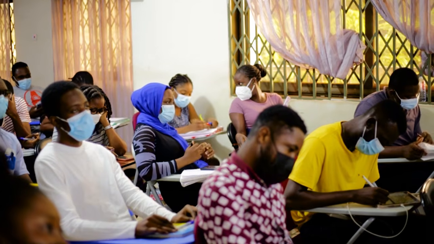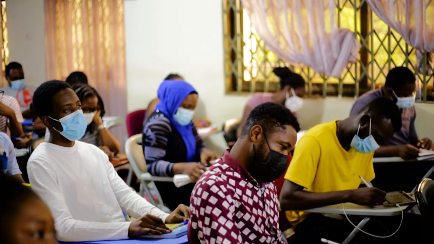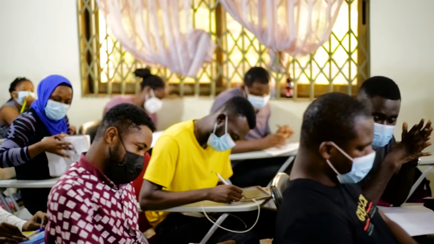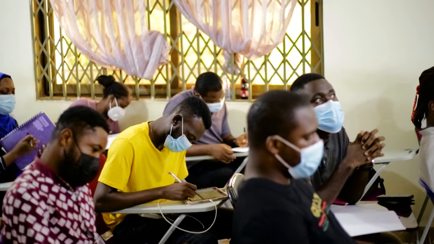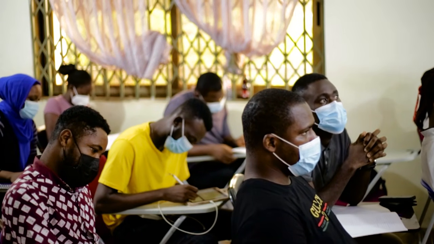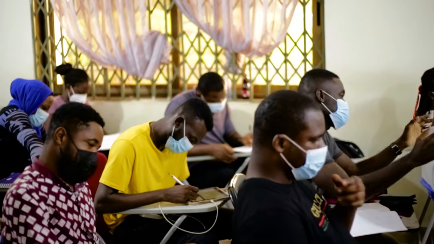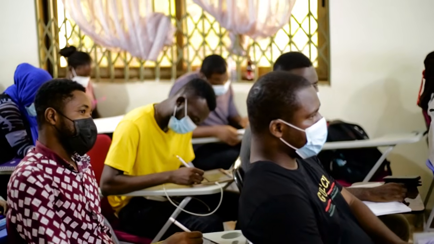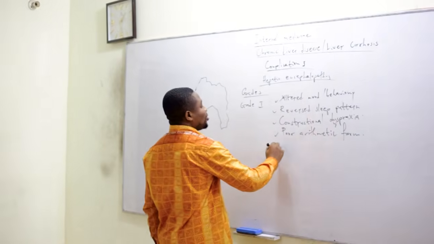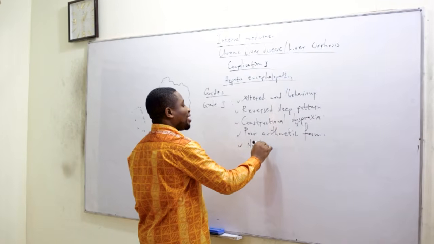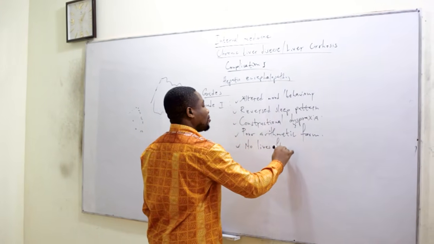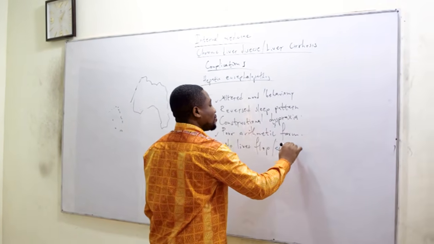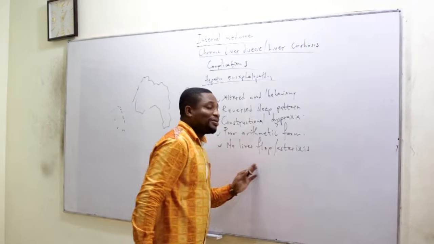And another thing here is you have poor arithmetic performance. What do we mean by that? We just give them simple maths. 2 plus 2. They are able to add numbers, subtract, and do basic arithmetic. Then they will not have a liver flap or asterixis. Liver flap is the same as flapping tremor.